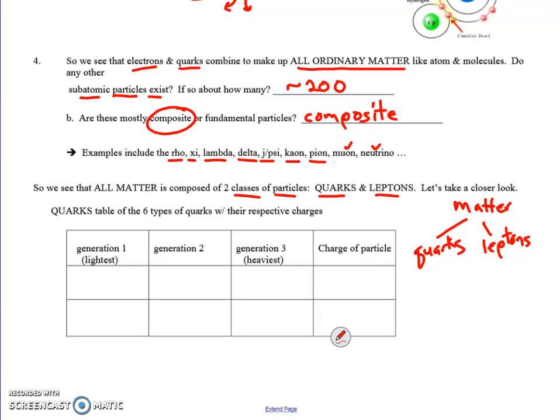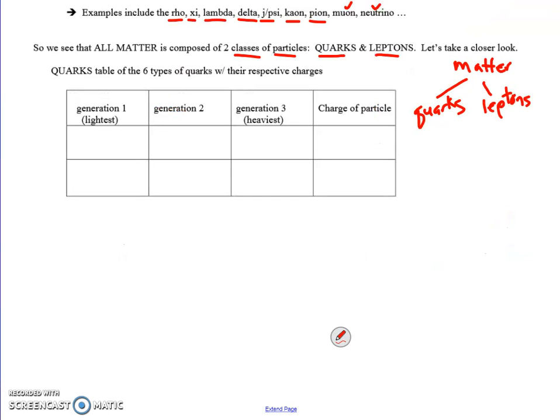Okay, so let's start with quarks. It turns out that there's not just one type of quark, there are 6 types of quarks. And they can be categorized. They can be put in a structure much like the periodic table. We can go from generation 1 to generation 3, which goes from lightest to heaviest. And it turns out that they have an important property called charge. Okay, so I'm not going to write the names, I'm going to put the symbols. And these are in your reference table, so you don't have to memorize them.